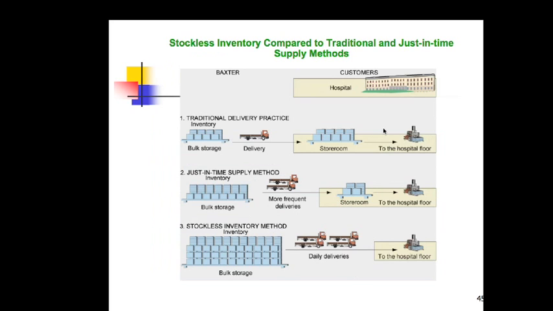I want to talk about that. So, stockless inventory compared to traditional and just-in-time supply methods. So, I remember when I was in business school, actually, everything was just-in-time. I'm going to start dating myself, but that was a while ago. And things like, oh, we don't need a warehouse anymore. So they got rid of warehouses, and they started with just-in-time. Now they got rid of just-in-time. Now we don't have any inventory at all. That's a better way of going, I think.